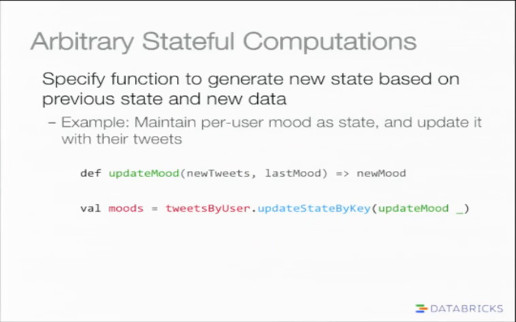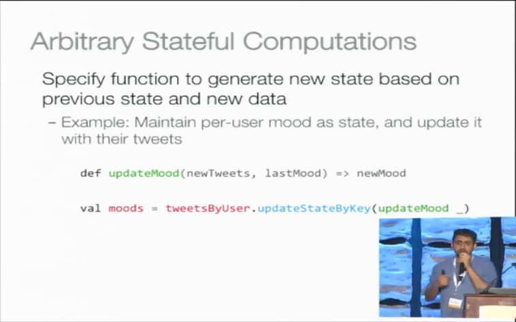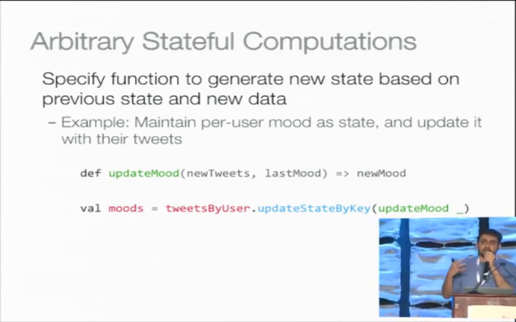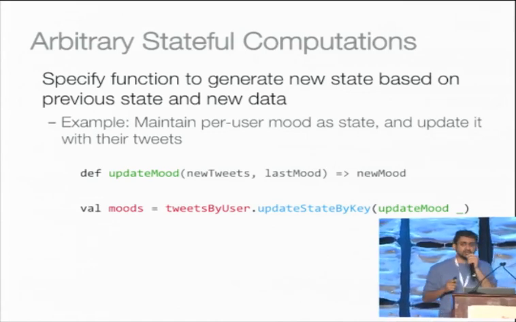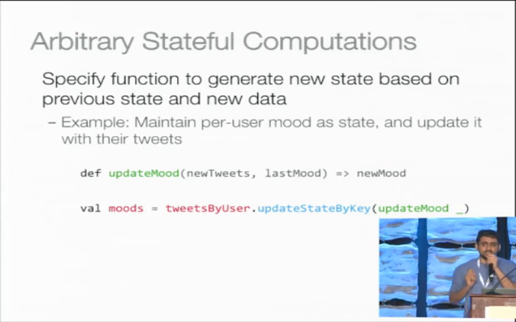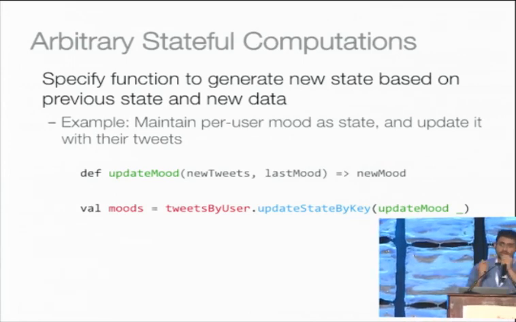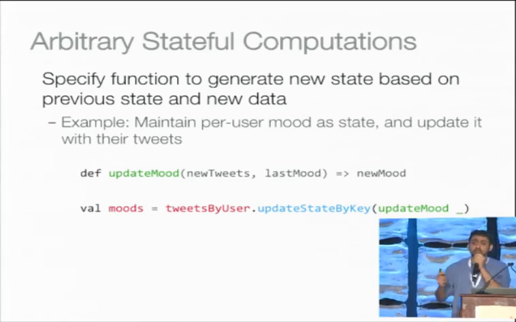Also, you can do arbitrary stateful computations, where for any key you want to maintain a continuous state that you continuously update as data comes in. To take a slightly weird example, let's say you want to monitor Twitter, and for every user in the Twitterverse, you want to maintain what mood the user is in. I know it sounds creepy, but to do that, all you need to do is define a function called updateMood, where given the previous state of the user and the new tweets from that user, you can calculate the new mood the user is in.